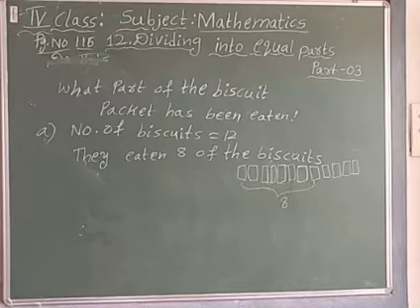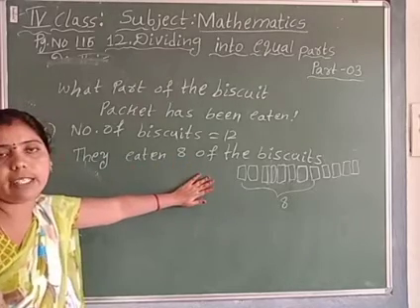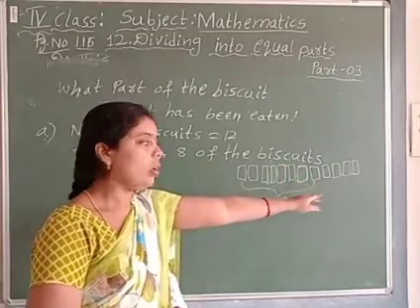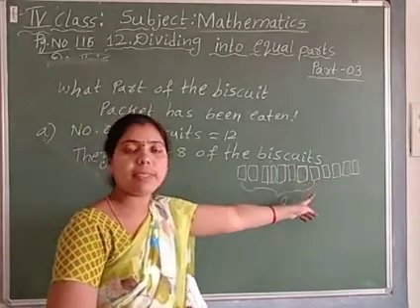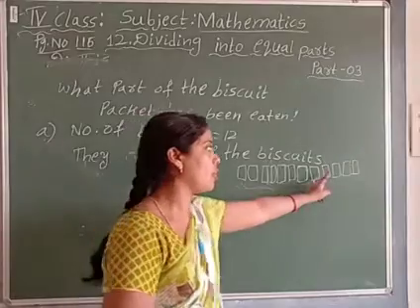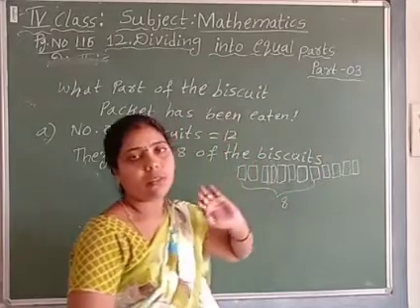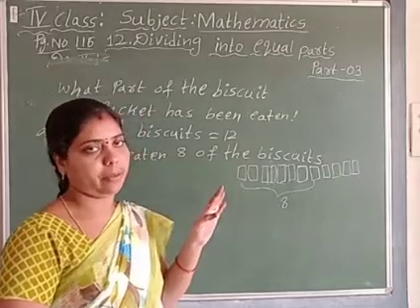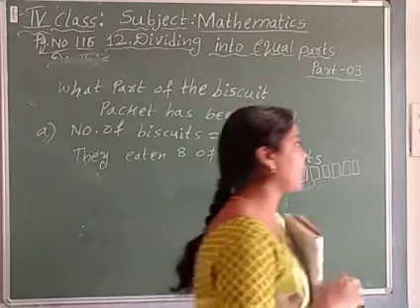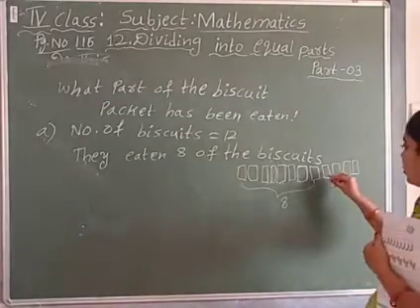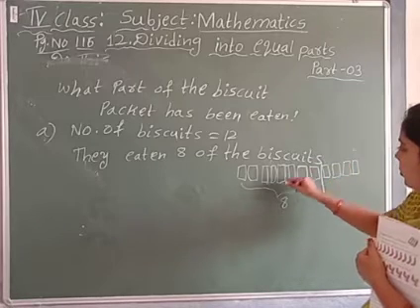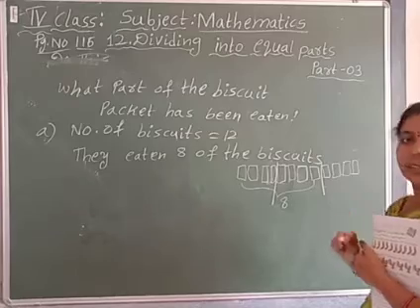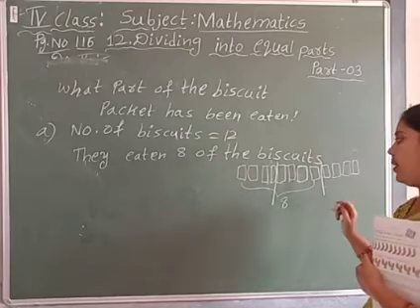Okay, sorry for the disturbance, children. See here, 8 biscuits only they ate. So remaining 4 only remain. So in each part, how many biscuits came? 4 only. 1, 2, 3, 4. 4 biscuits only came in each part. So how many parts is 12 divided into? So 1 part, and see, 1, 2, 3 parts. Yes, 3 parts.